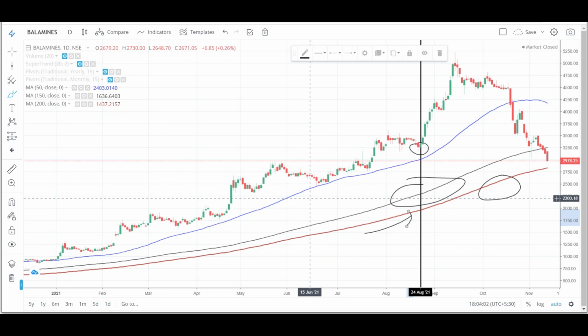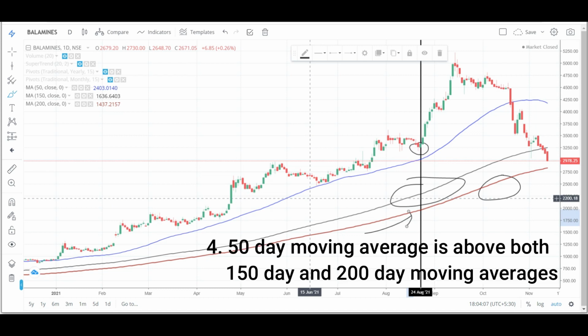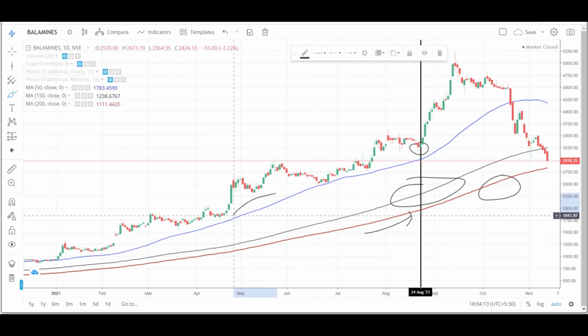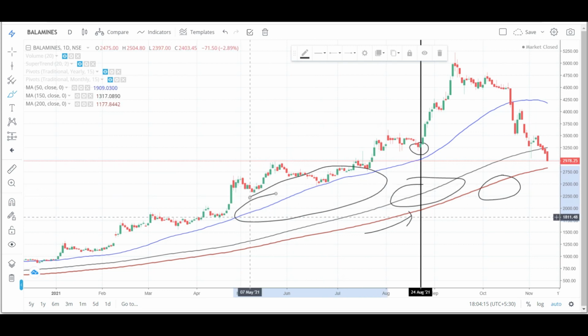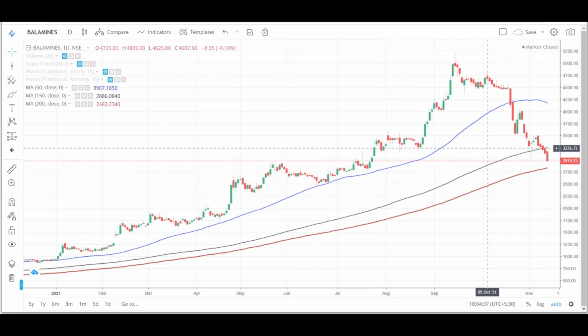Now the fourth criteria is the 50-day moving average is above both the 150-day and 200-day moving average. This blue line here is the 50-day moving average, and that is clearly above the 150-day moving average and 200-day moving average. Hopefully the first four criteria are clear to you guys.